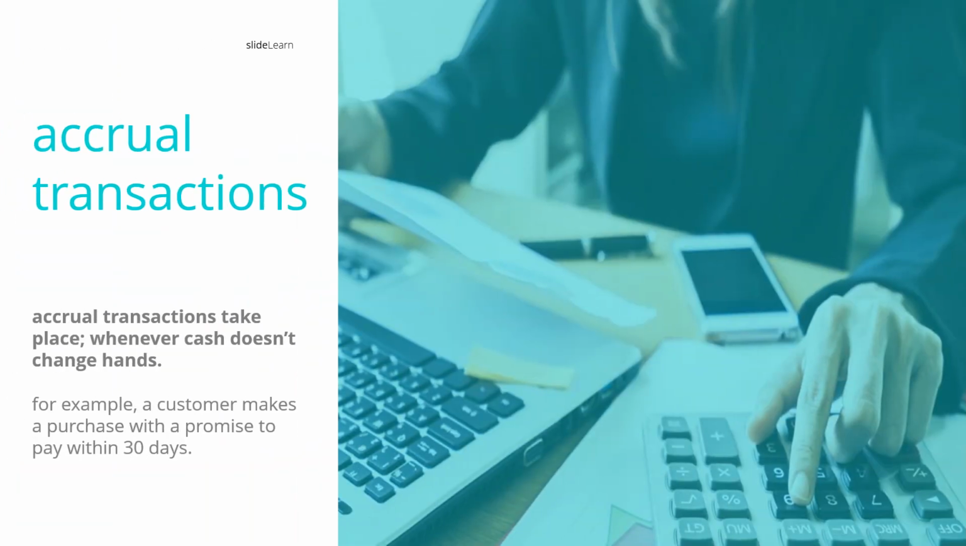Accrual transactions take place whenever cash doesn't change hands. For example, a customer makes a purchase with a promise to pay within 30 days. Using accruals and recording business transactions using the accrual method is the backbone of financial accounting. The following is information about your 2 accrual workhorse journals: the sales journal and purchases journal.